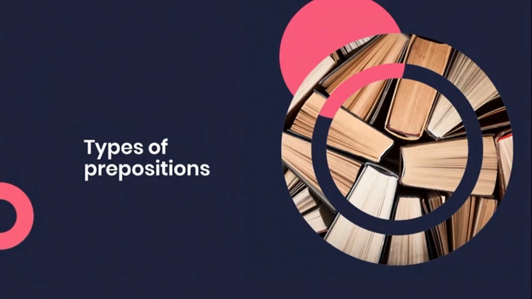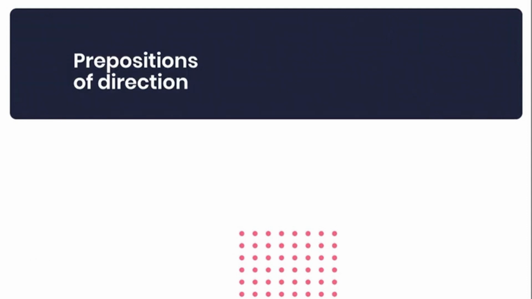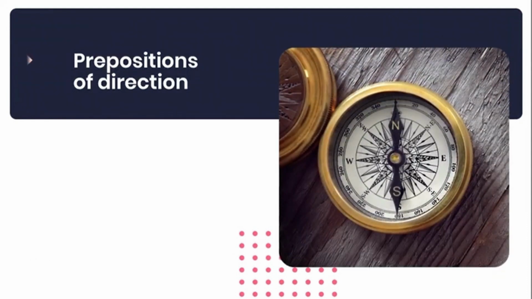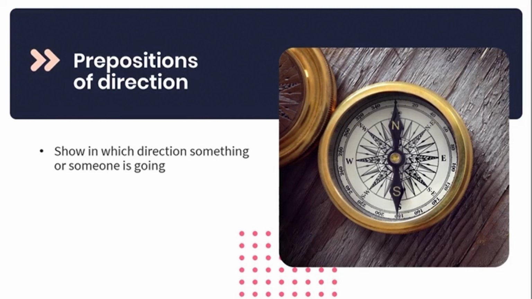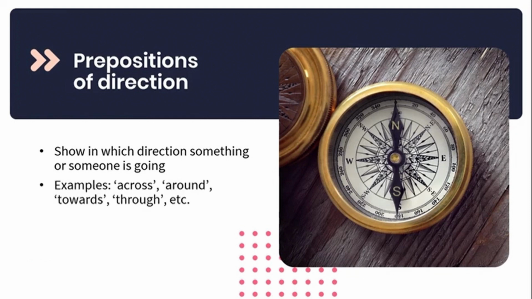Now, let's get back onto the topic of prepositions, the words that show relationships between other words. Let's go over the types of prepositions. Firstly, we have prepositions of direction. These prepositions show in which direction something or someone is going. For example, across, around, towards, through, and so on.